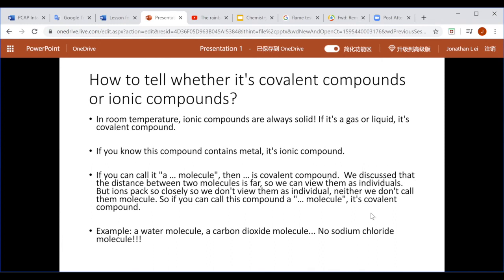We discussed that the distance between two molecules is far, so we can view them as individuals. But ions pack so closely, so we don't view them as individuals. Neither do we call them molecules. So if you call this compound a blah blah blah molecule, it is a covalent compound. For example, you can say a water molecule, a carbon dioxide molecule, but you can't say sodium chloride molecule. So generally, if you can call one thing a molecule, then this thing is a covalent compound.